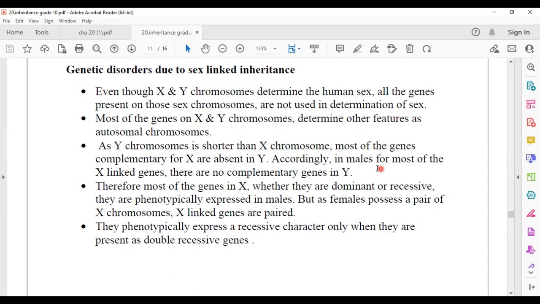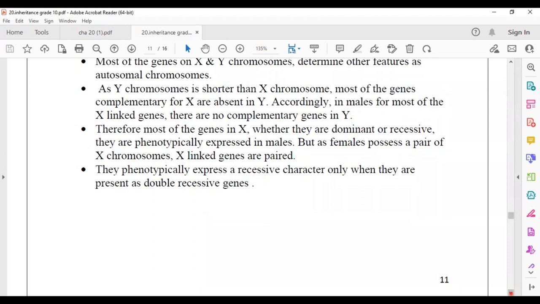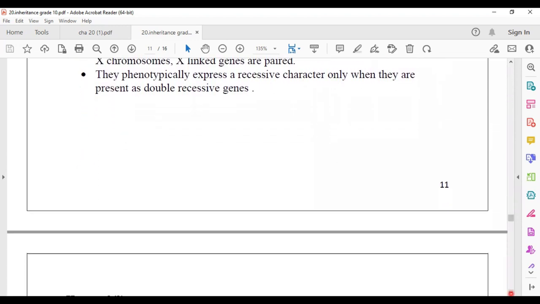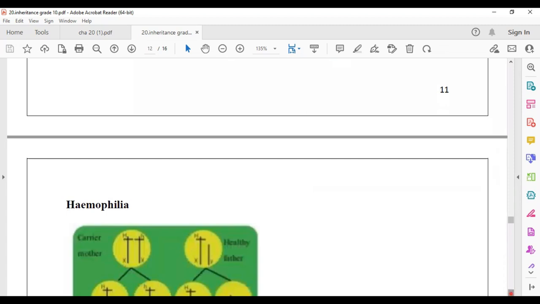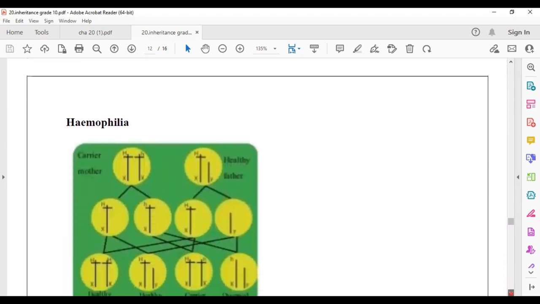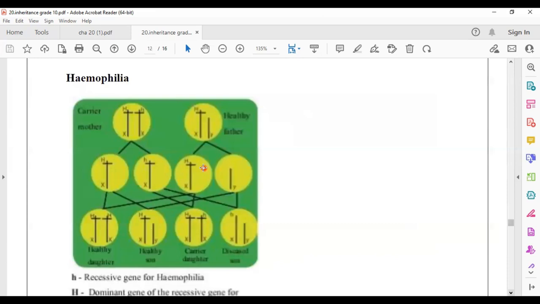Therefore, most of the genes in X, whether they are dominant or recessive, are phenotypically expressed in males, but as females possess a pair of X chromosomes, X-linked genes are paired. They phenotypically express a recessive character only when they are present as double recessive genes. We will see how it is happening by looking at each diagram, then you can understand it. Hemophilia is one type of sex-linked inherited disorder. We'll see how it is inherited.